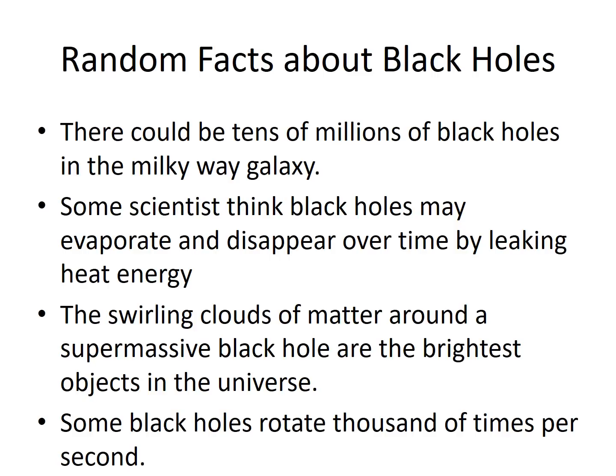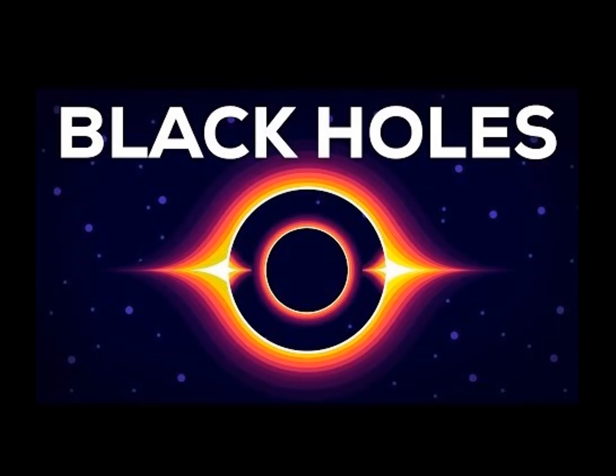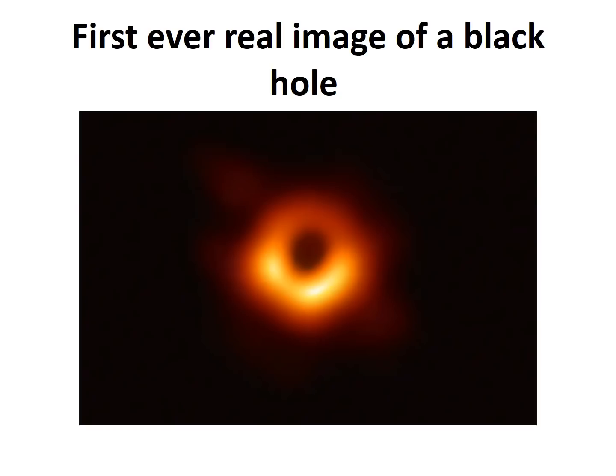Random facts about black holes. There could be tens of millions of black holes in the Milky Way galaxy. Some scientists think black holes may be evaporating and disappearing over time by leaking heat energy. The swirling clouds of matter around a supermassive black hole are the brightest objects in the universe. And some black holes rotate thousands of times per second. This year, they had their very first real image of a black hole, which looks like this. Up until this point, most pictures that we've seen are computer generated, simulated. And so this is an actual picture of a black hole.